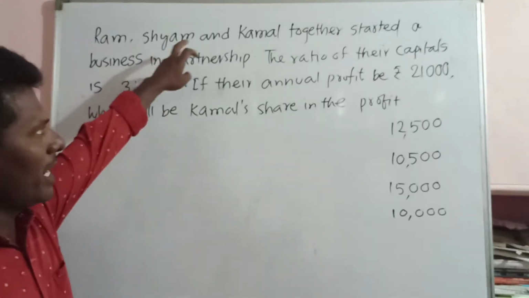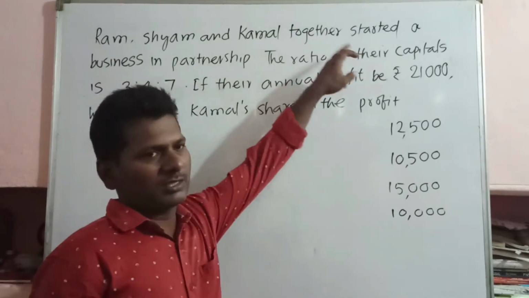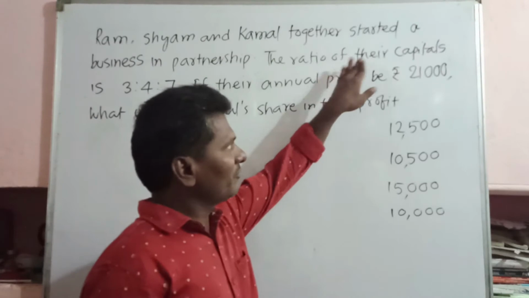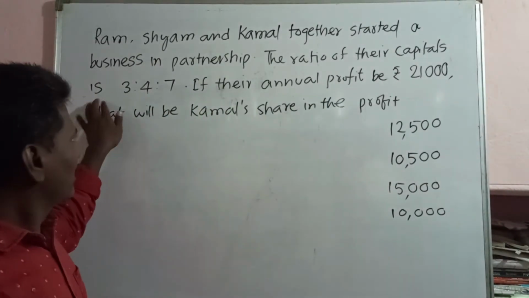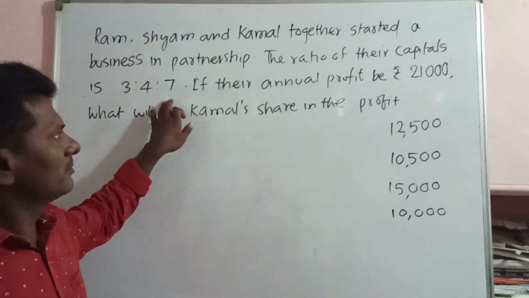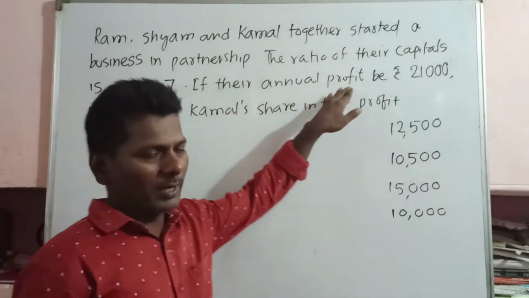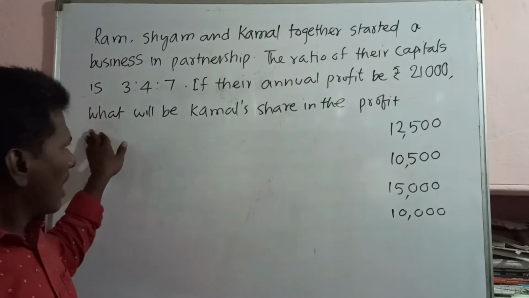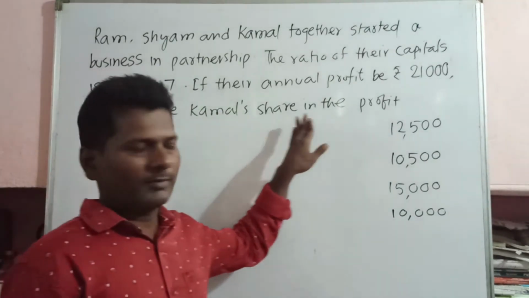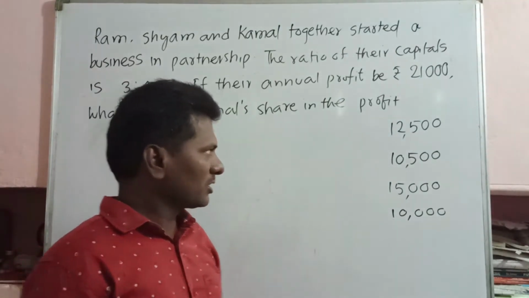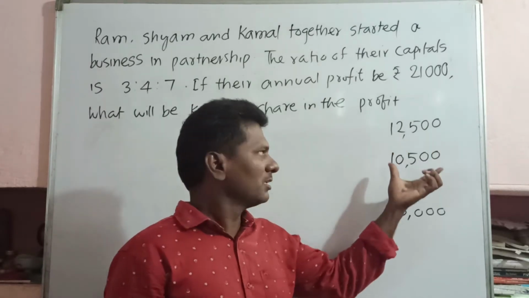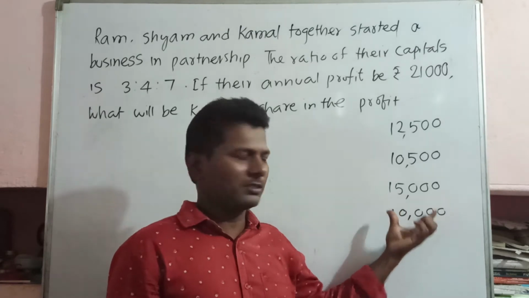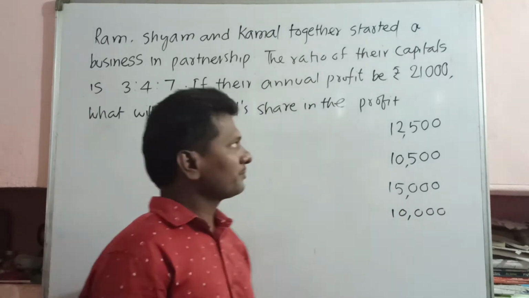Ram, Shyam and Kamal together started a business in partnership. The ratio of their capitals is 3:4:7. If their annual profit be 21,000, what will be Kamal's share in the profit? First option is 12,500, second option is 10,500, third option is 15,000, fourth option is 10,000.